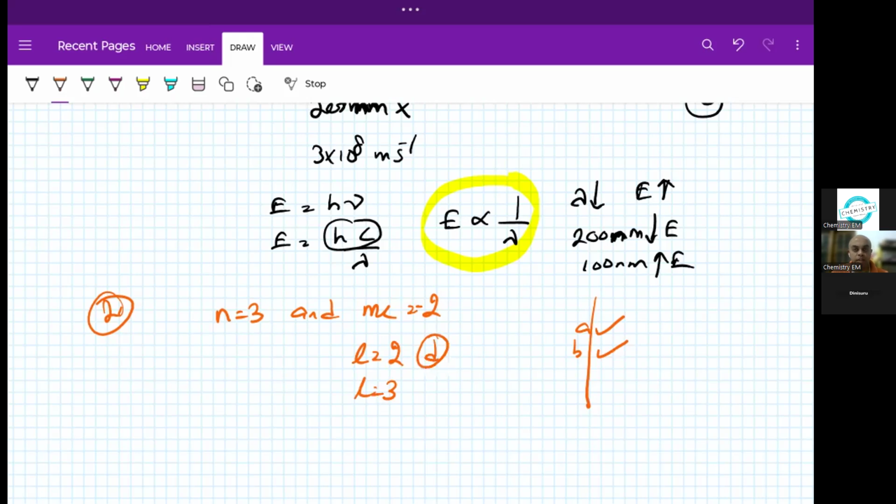C. The electron is in a p orbital. That is wrong. If it is in the p orbital, it cannot have minus 2, because p orbital means L equals 1. L equals 1 has minus 1, 0 and plus 1 for ml values. So C is wrong.